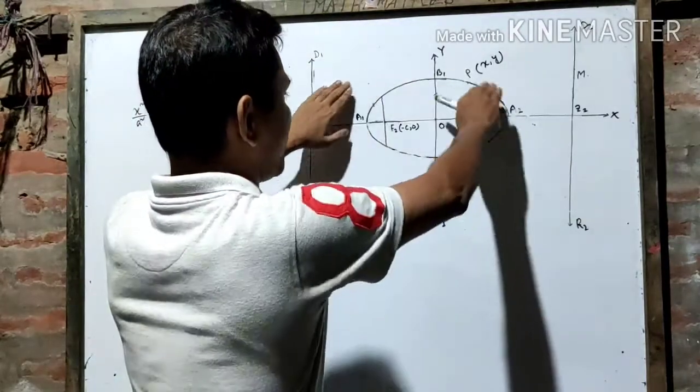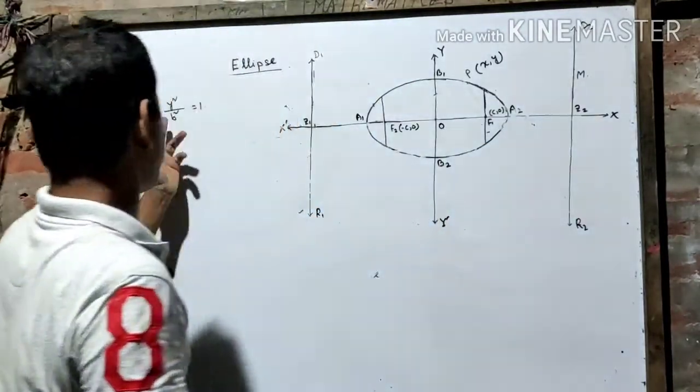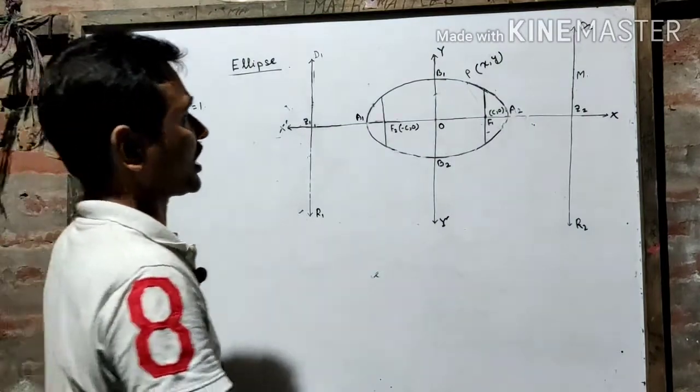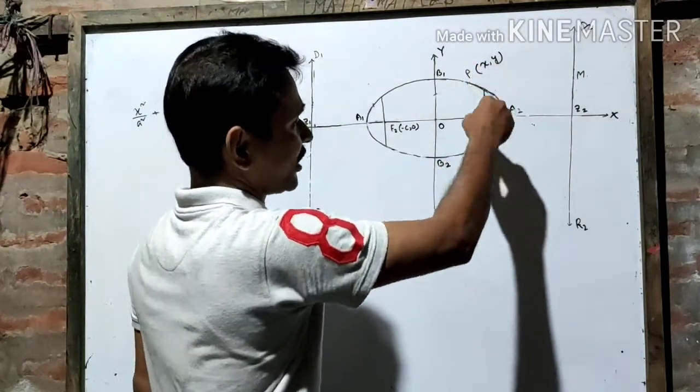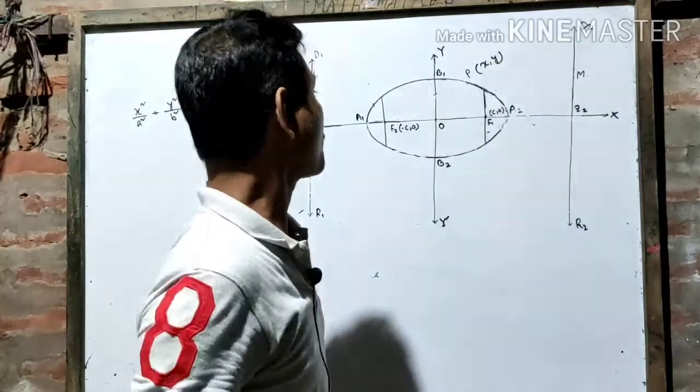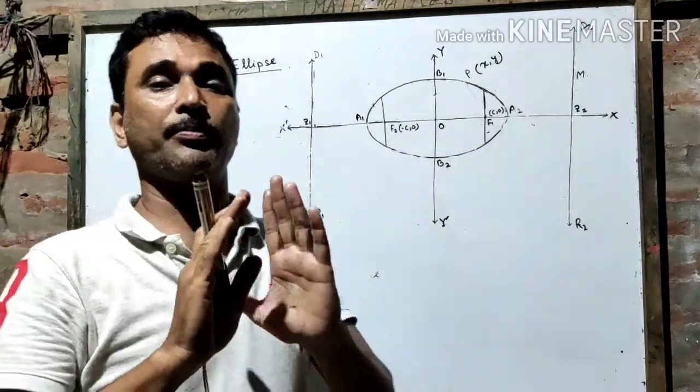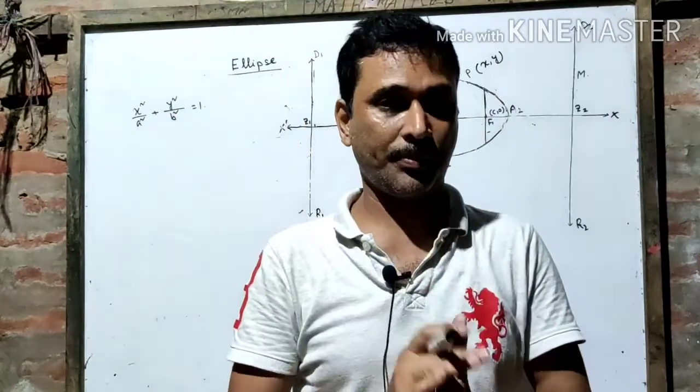So the curve is symmetrical about y axis, and the presence of y square shows the curve is symmetrical about x axis. Corresponding to any y, there will be a minus y. Thus the curve is symmetrical about both the axes. This is the first property.